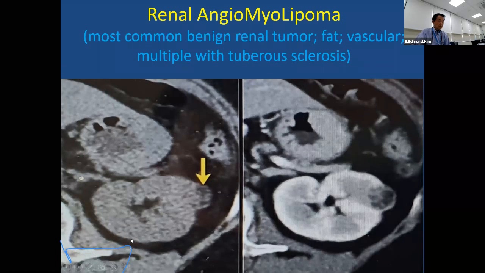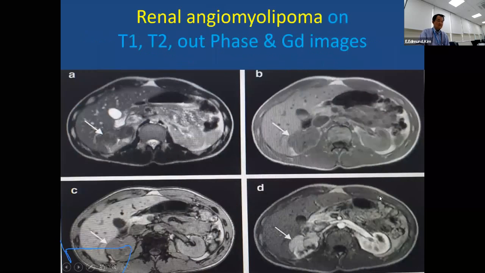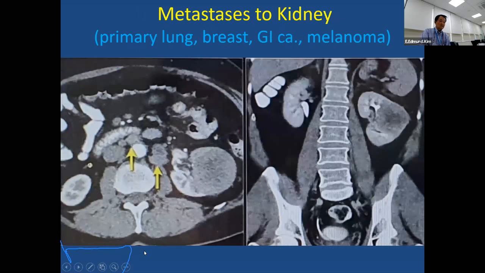Here the CT without contrast shows some low density fat. That's fat, angiomyolipoma, the most common benign renal tumor. But sometimes renal cell cancer also looks like it. With these enhancing lesions, it's not easy to completely separate them.